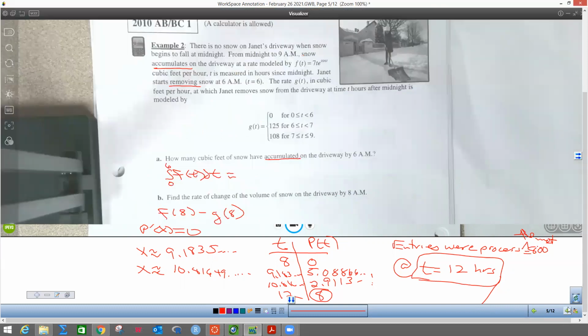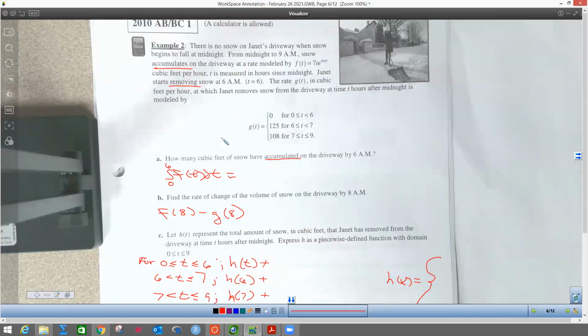Okay, going on to the last problem on these, and again, I typed some stuff in to save me some time so the video wouldn't be so long. It says, there's snow on Janet's driveway. Oh, this is a few weeks ago. When snow begins to fall at midnight, from midnight to 9 a.m., snow accumulates. So accumulation, that is the N, or the positive one, right? Accumulating snow's coming in on the driveway at a rate modeled by this function. So that's the other equation I already typed in, at cubic feet per hour.